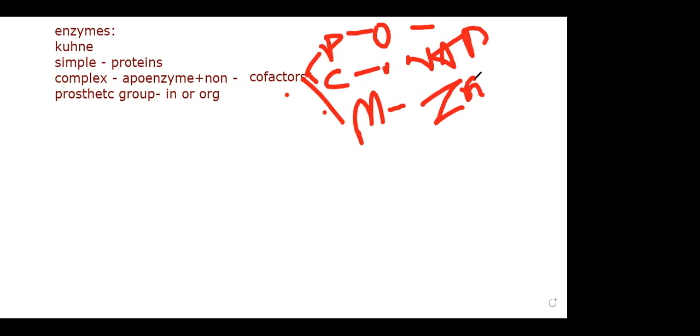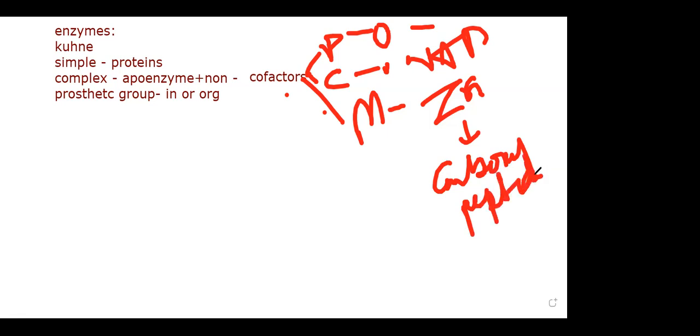Zinc is essential to carry out carboxypeptidase activity. Next, activation energy. There is one graph which explains about the activation energy. This is the level.